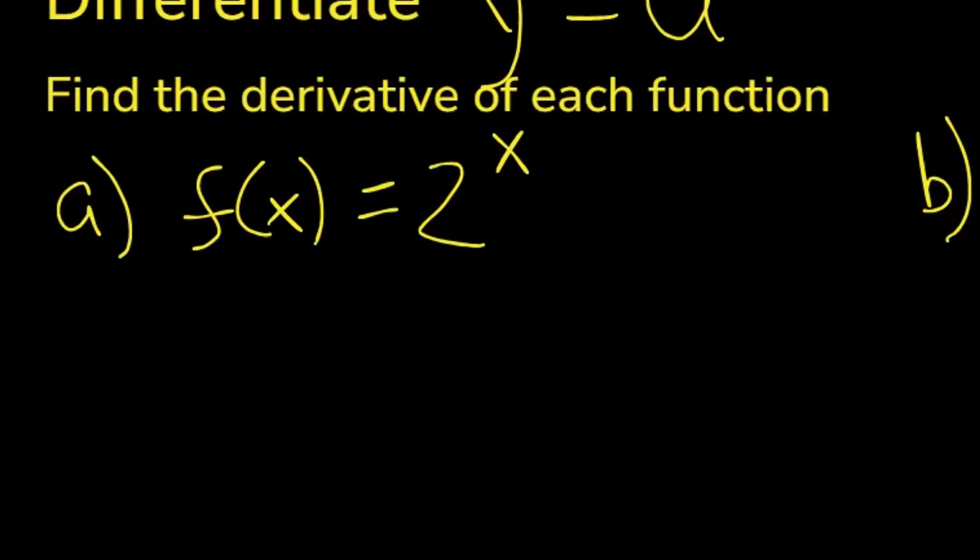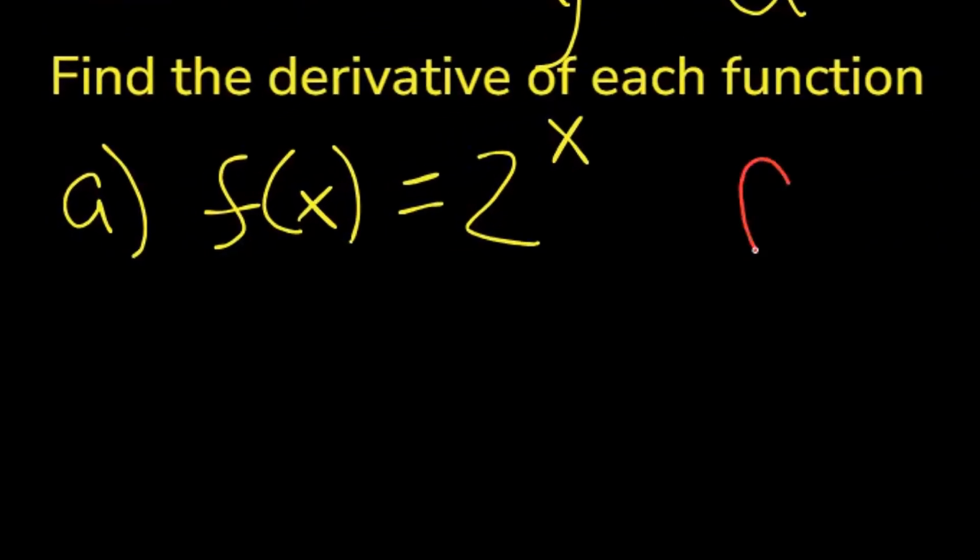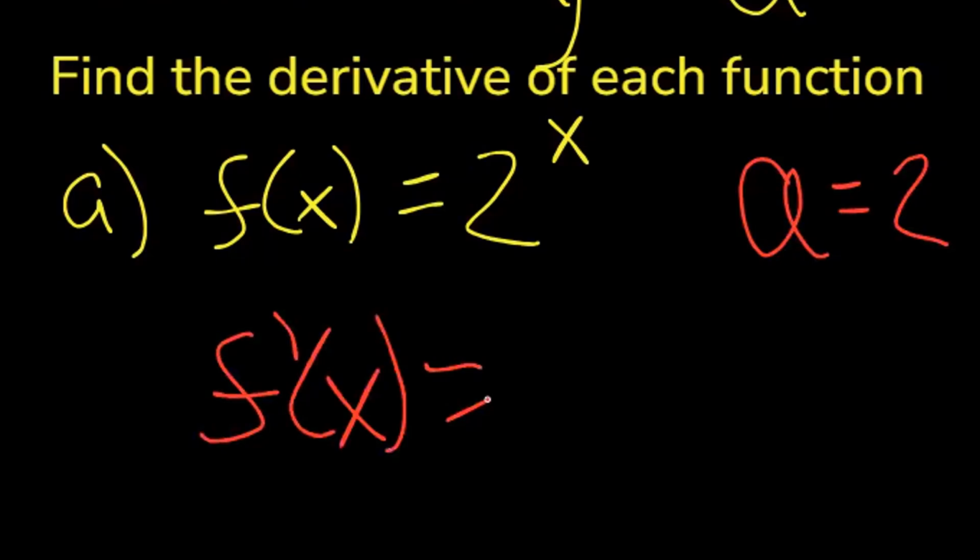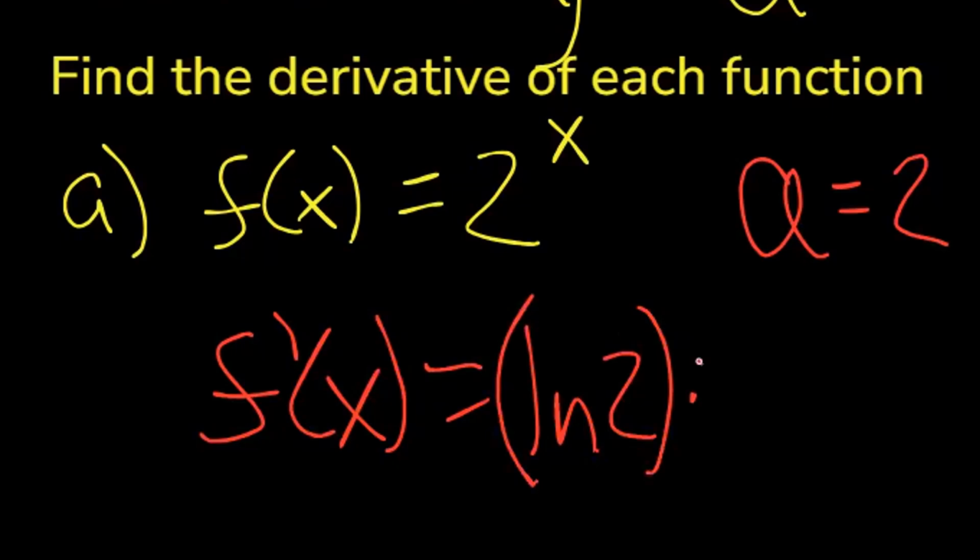So in this case, for part A, the value of a for the exponential function is just 2. So f prime is going to be natural log 2, sometimes I like to put parentheses around that, times 2 to the x. And that's it. You can't multiply the 2's together.